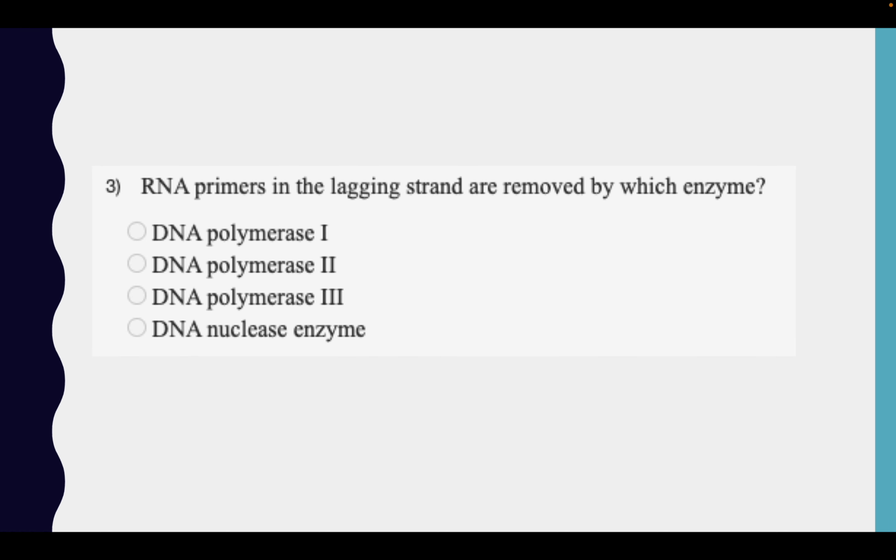RNA primers in the lagging strand are removed by which of these enzymes?